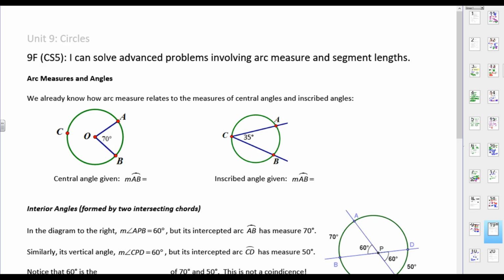So we already know how arc measures relate to central angles and inscribed angles, namely that a central angle is equal to the measure of the arc. So central angle AOC is 70 degrees, therefore arc AB is also 70 degrees. Whereas an inscribed angle is half of its arc measure. So the measure of arc AB would be 2 times that 35 degrees, or 70 degrees.